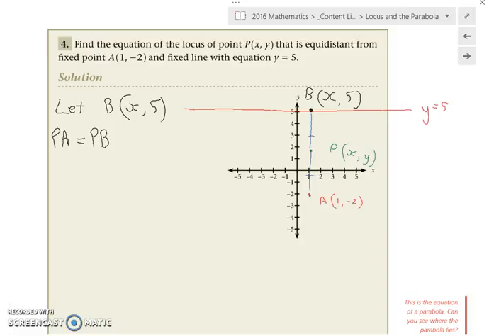Because PA is the distance between P and A, PB is the distance between P and B. So we have PA squared equals PB squared. And we're happy with that. That's still the same thing. We've just squared both sides. So now I have to write down PA squared. What's my distance formula again?